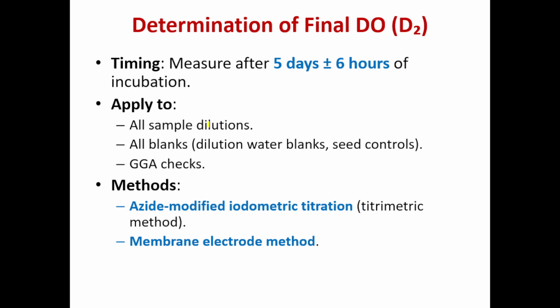Determination of final DO: we need to measure final DO after 5 days plus minus 6 hours of incubation, and we need to check DO of all sample dilutions, all blanks, and GGA checks. There are two methods, the azide modification method and the membrane electrode method.